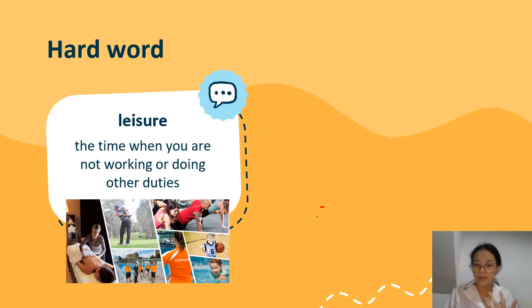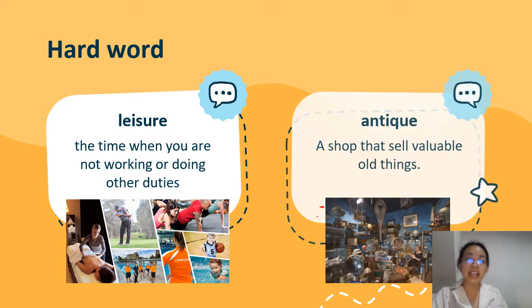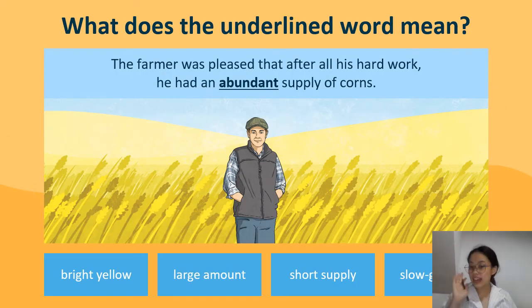So when we're not working, we like to do many different things. What do you like to do in your leisure? For me, I like to listen to podcasts. And another word is antique, a shop that sells valuable old things, something like a clock, like a 100-year-old clock. So this is the exercise for you. What I would like you to do is answer yourself what the meaning of this one is, and I will give you the answer right after you pause the video and think.